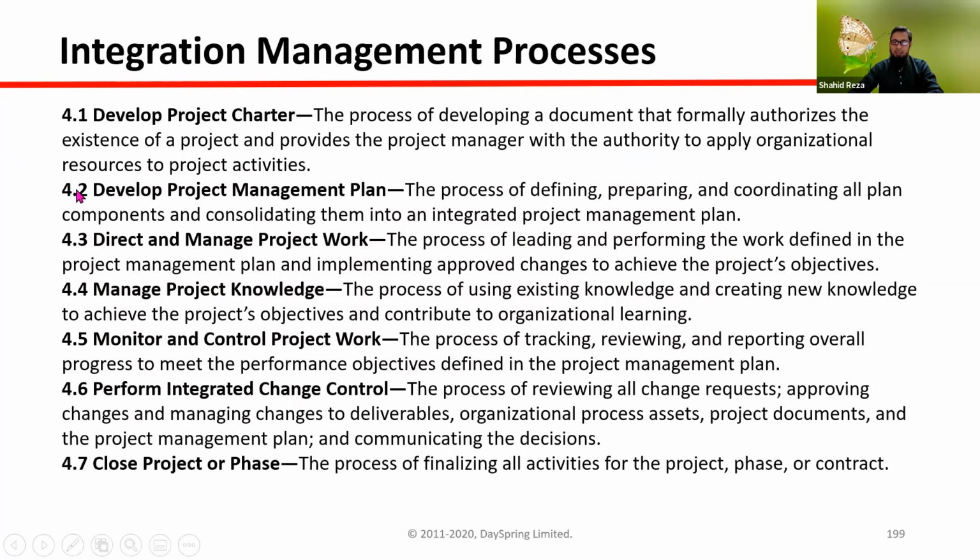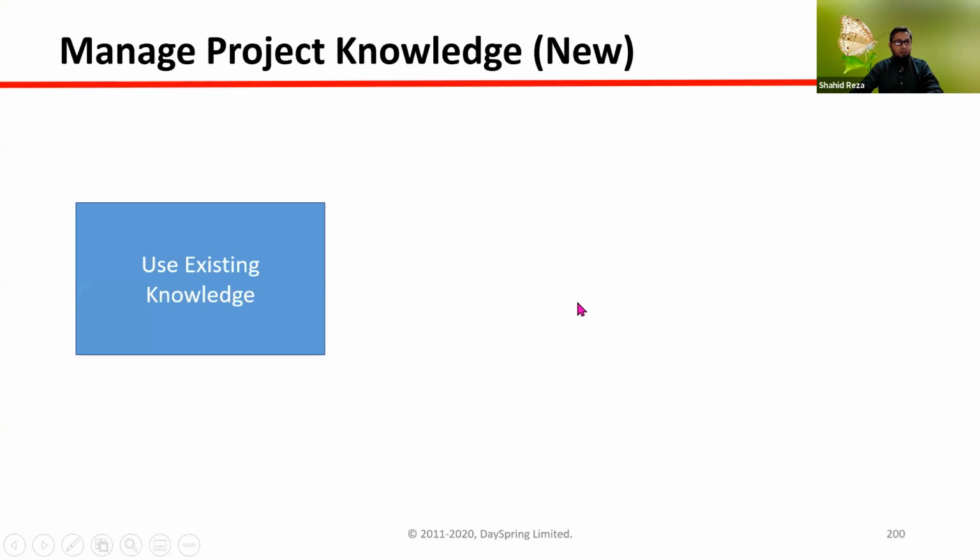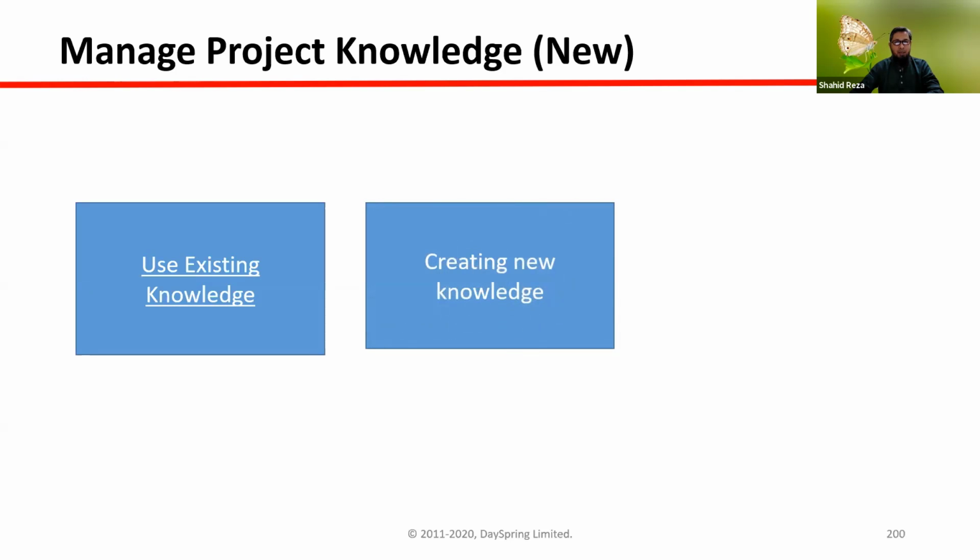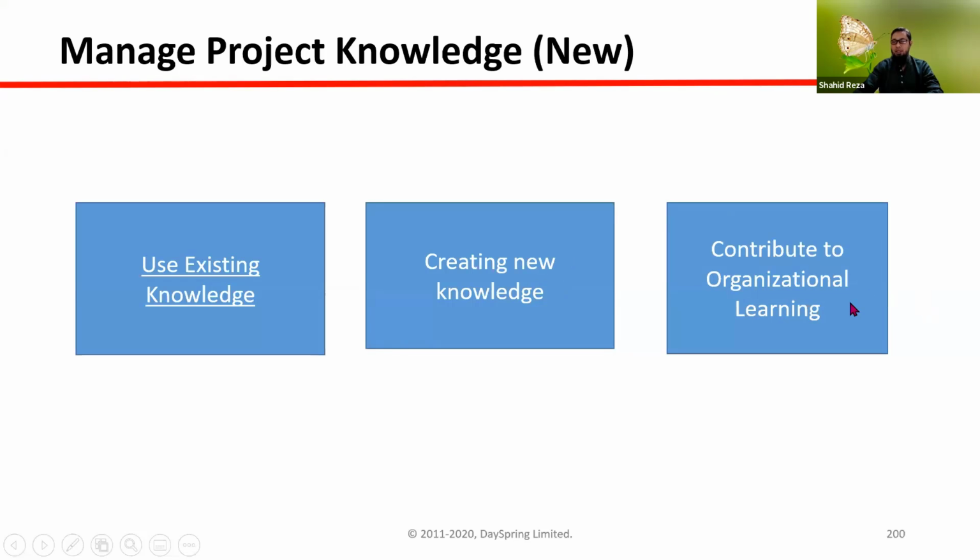In the second class, I discussed what all these processes do in project management, including the project charter. Today I will also discuss develop project management plan at a high level, not in detail. For manage project knowledge, please give special focus on this process. The main activity is to use existing knowledge of the organization, create new knowledge from this project, and after the project contribute to organizational learning. This is the main work of this process.